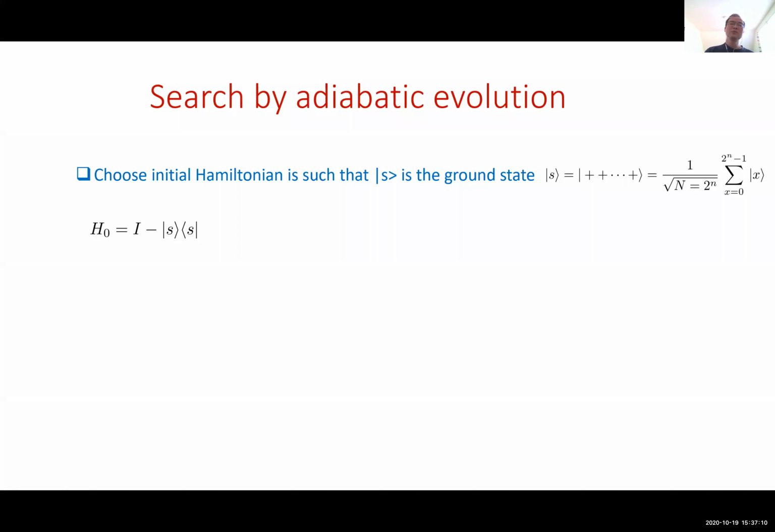So if we want to do the Grover search by adiabatic evolution, we know initially we start with this plus-plus state. We denote this by S. This is the superposition of all items. In order for this to be a ground state, we simply take the Hamiltonian to be 1 minus the projector onto S, right? If you're orthogonal to S, you get energy 1. If you're in S, then you get energy 0.